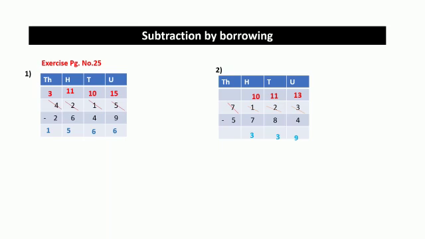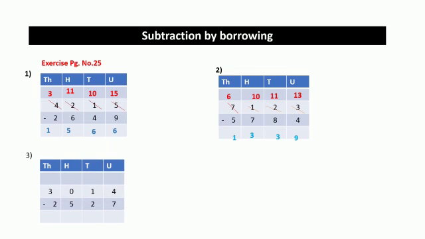And in thousands place, since we have given one number to hundreds place, number 7 will become 6. 6 minus 5 is 1. Next, third one, 3014 minus 2527. 4 minus 7 is not possible.